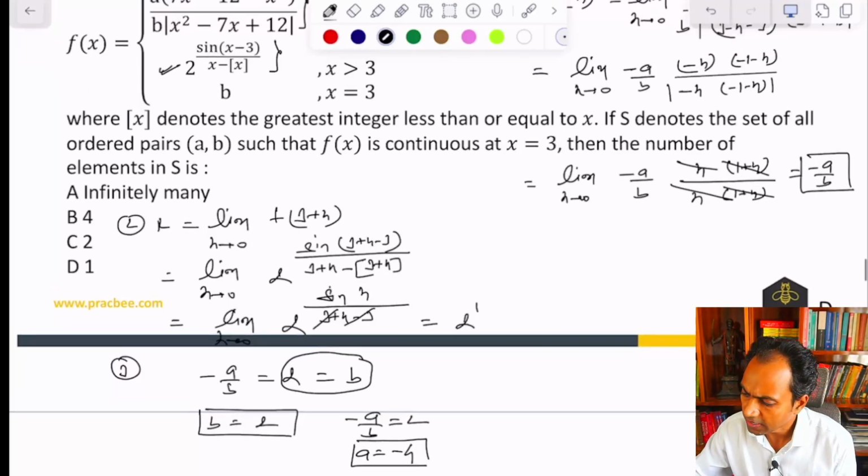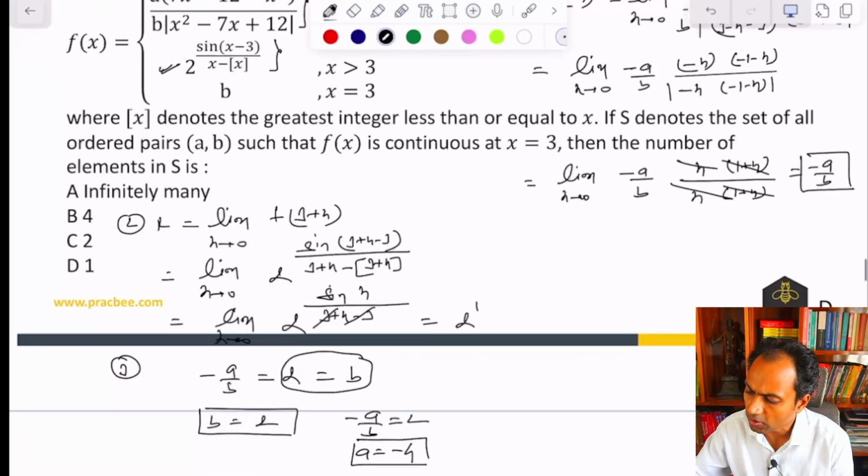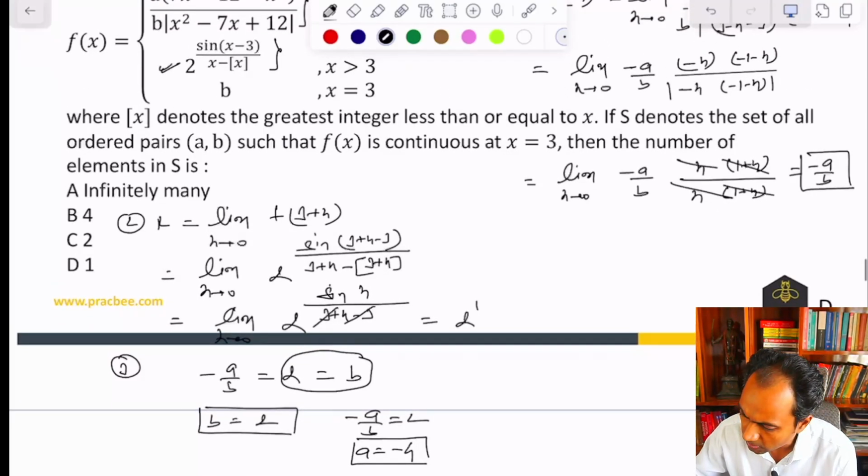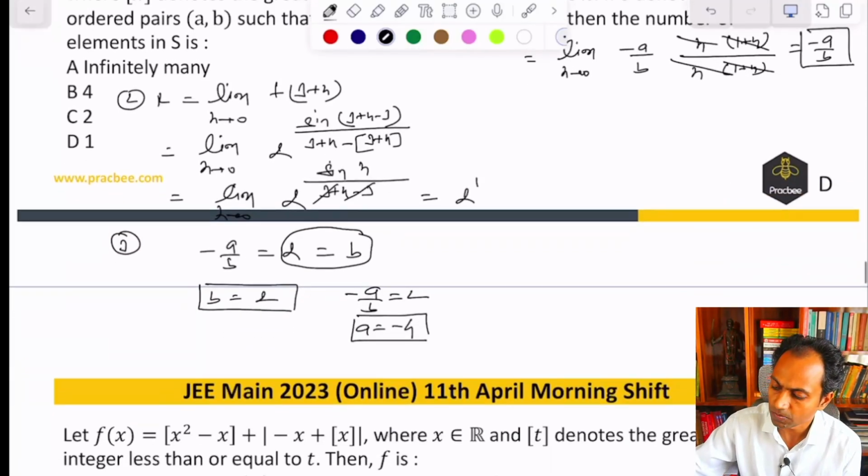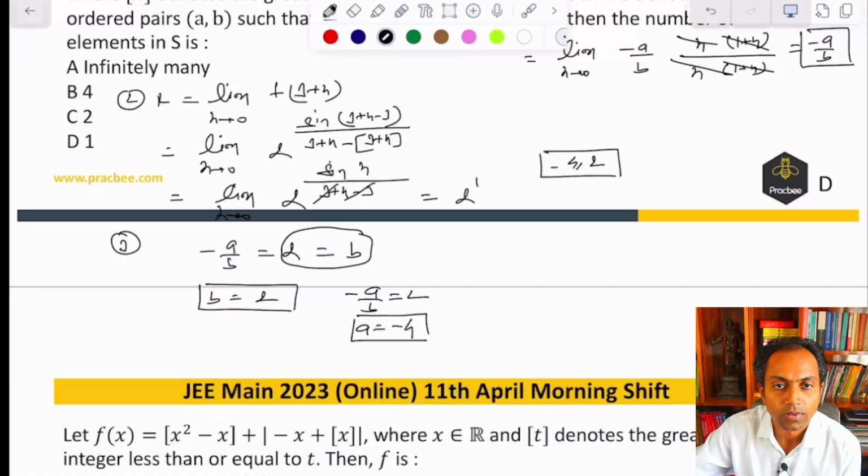What they are saying is that [x] denotes the set of all ordered pairs (a, b). Then the number of elements in S is... you can see that there is only one such combination possible, that is (-4, 2). So you can see that your answer comes out to be option D.